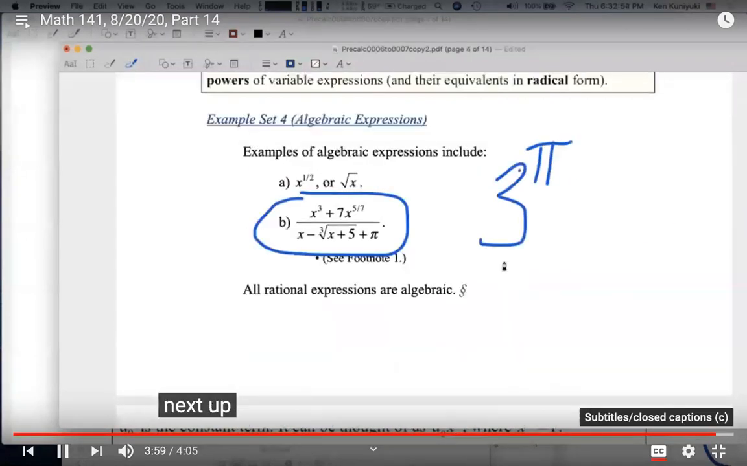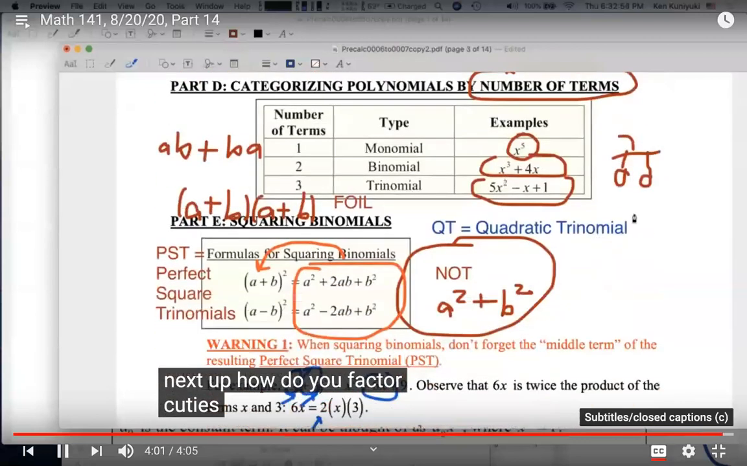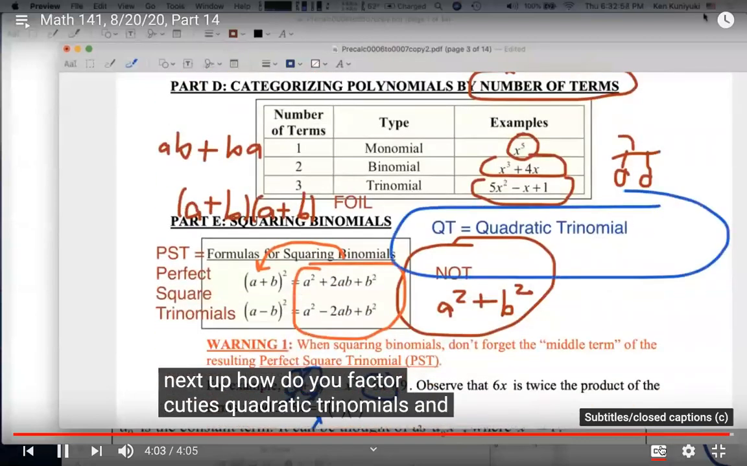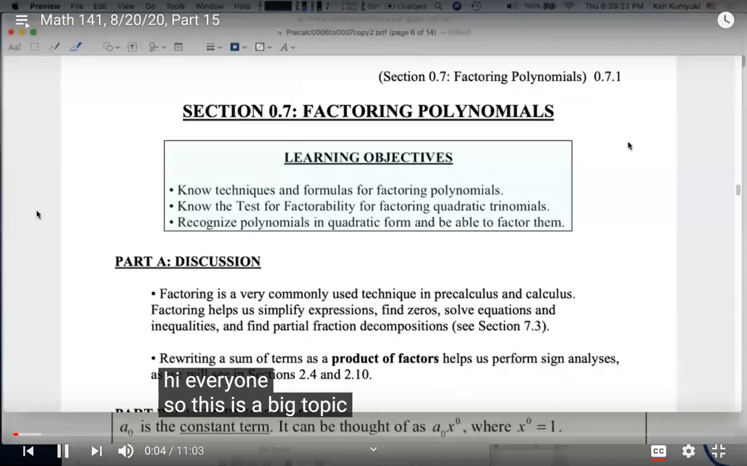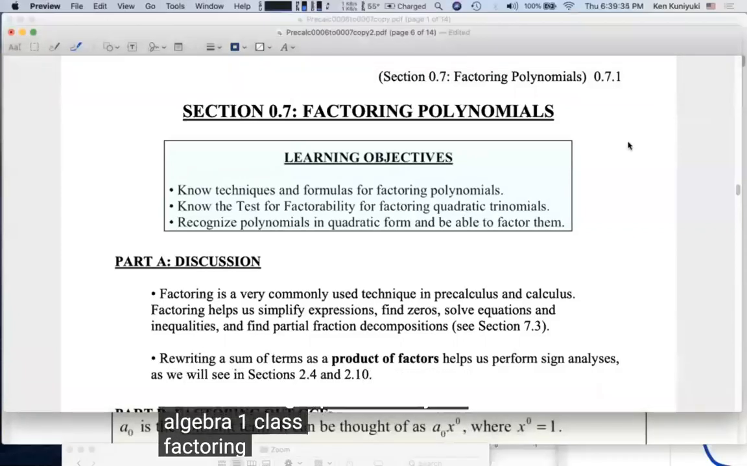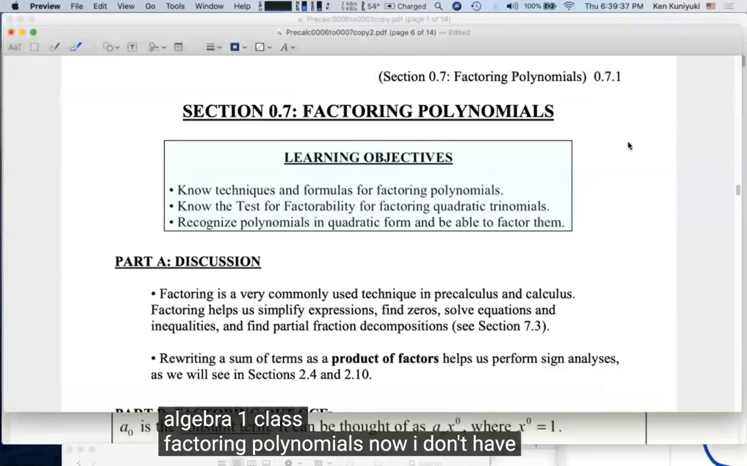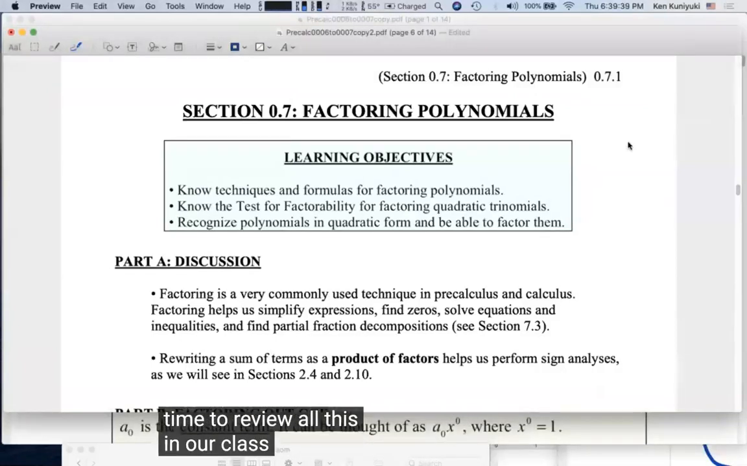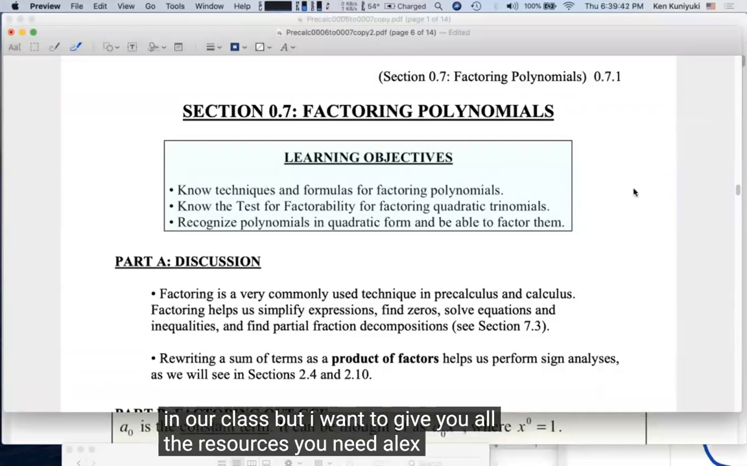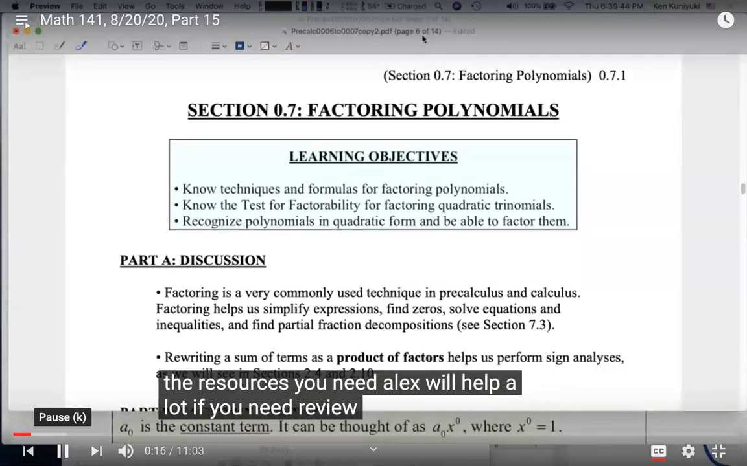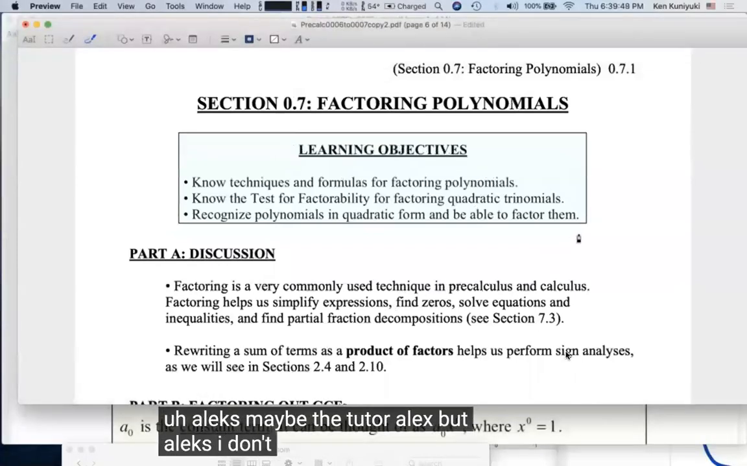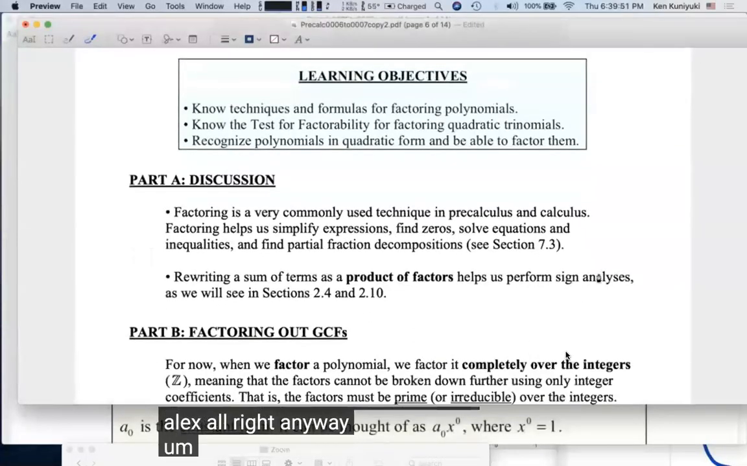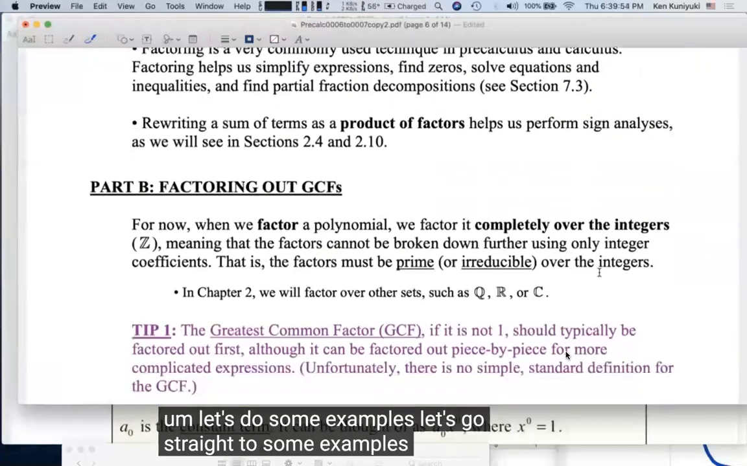Next up, how do you factor QTs, quadratic trinomials, and more? Hi, everyone. So this is a big topic back in your Algebra 1 class, factoring polynomials. Now, I don't have time to review all this in our class, but I want to give you all the resources you need. ALEKS will help a lot if you need review. I don't know if there's a tutor Alex. All right, anyway, let's go straight to some examples.